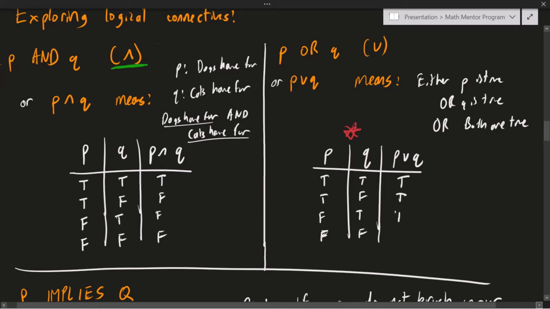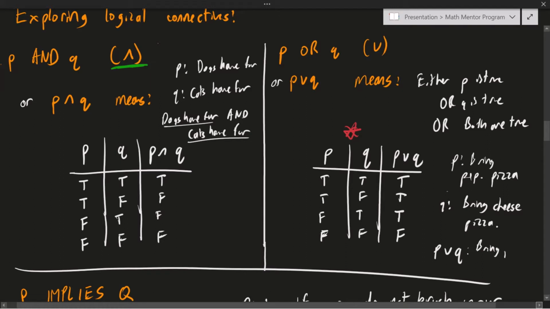So just to illustrate again, let P be the statement "bring pepperoni pizza," and let Q be the statement "bring cheese pizza." Then if you bring me both pepperoni and cheese, you've satisfied my request to bring either or. So bring P or Q, so bring pepperoni or cheese. And if you just bring pepperoni, that's fine too. And if you just bring cheese, that's also good. But if you don't bring either, you bring me a veggie pizza, I'm not going to be very happy. So that's why P or Q is going to be false.